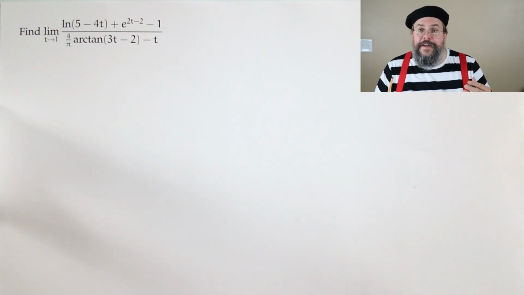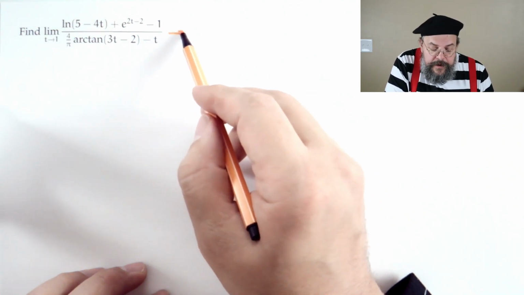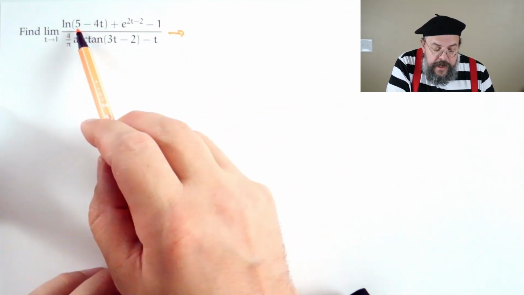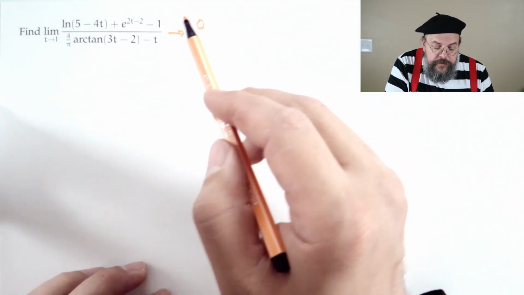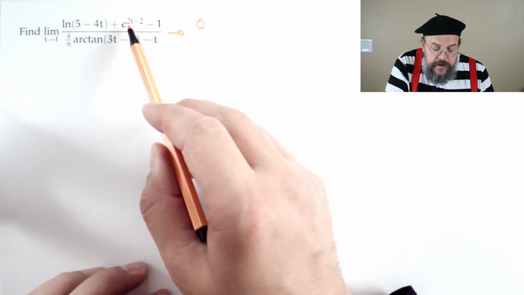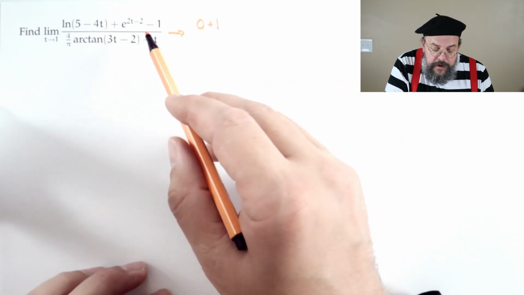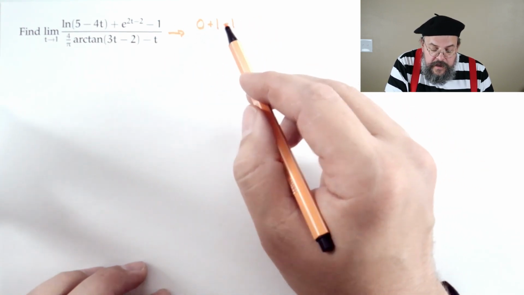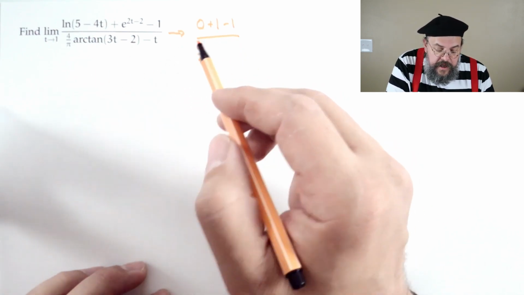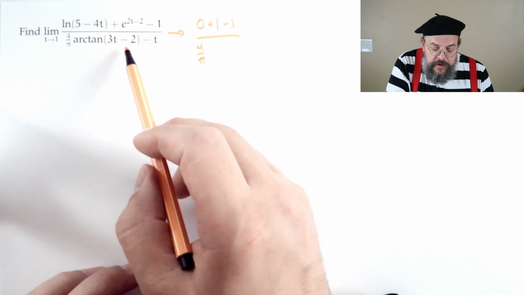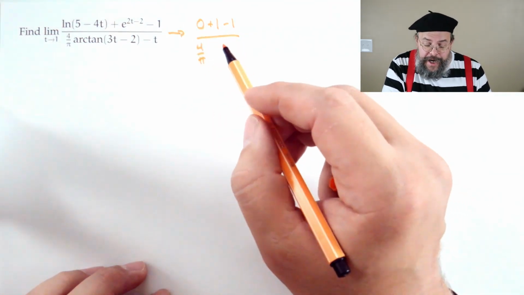Well, let's begin. First off, what's happening? We check and say what happens when we plug in 1. So 5 minus 4 makes natural log of 1, which is 0. Then we get e to the 2t minus 2, that's e to the 0, which is 1. And then we're going to subtract 1. Downstairs, we have 4 over pi, and then arctangent of 3 minus 2. Well, that's arctangent of 1. Do you remember arctangent of 1? It's pi over 4.